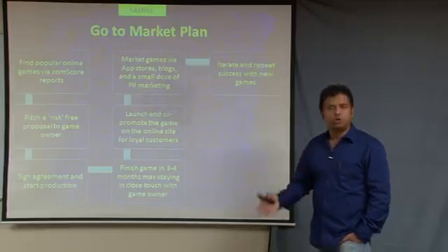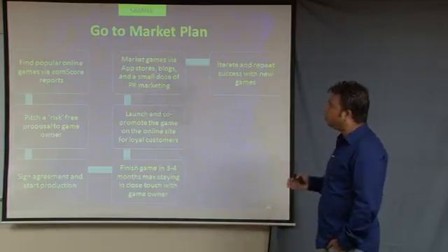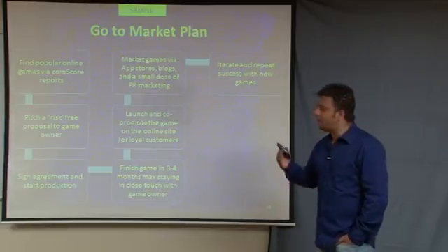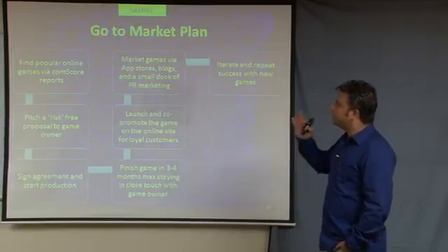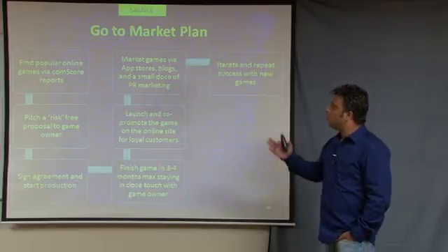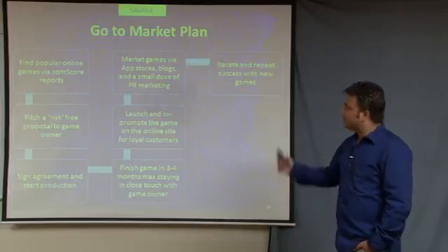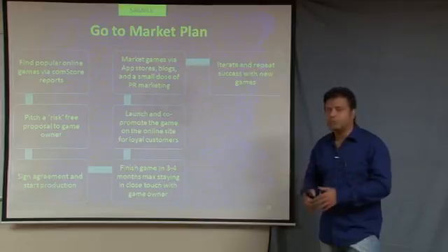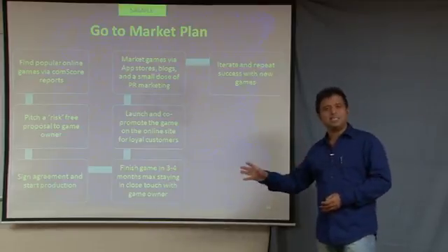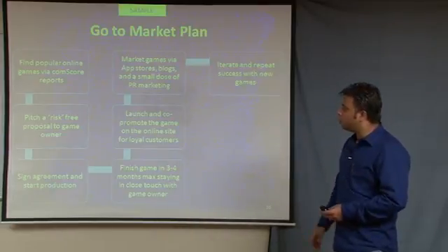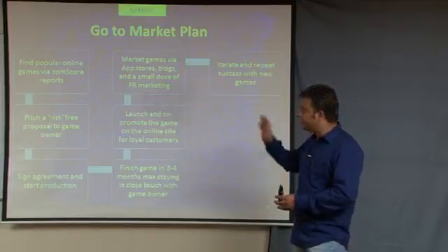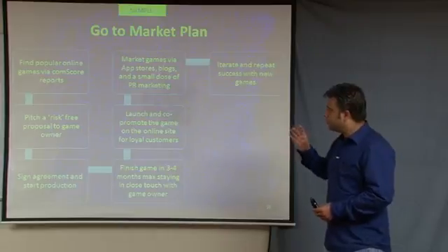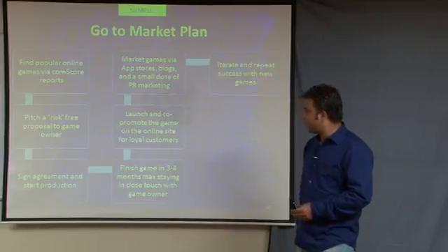So what is their go-to-market plan? How do they wish and plan to promote their business and the company? First, find popular online games via Comscore reports. This is the starting point. They need games that could be potential successes on smartphones. Then pitch a risk-free proposal to game owners, the zero risk that we talked about. Sign the agreement and start production.